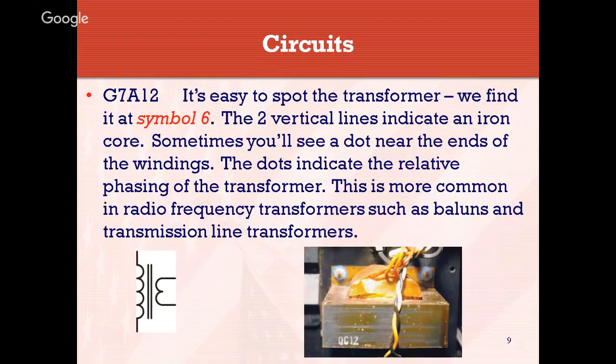Okay, it's easy to spot what a transformer looks like, and we see that as symbol 6. So the two vertical lines indicate an iron core. Sometimes you'll see a dot near the ends of the windings, and the dots usually indicate the relative phasing of the transformer. This is more common in radio frequency transformers, such as balun and transmission line transformers. But that is what your typical transformer is going to look like. The core or dielectric between the primary and the secondary kind of gives you an idea of what kind of transformer it might be.